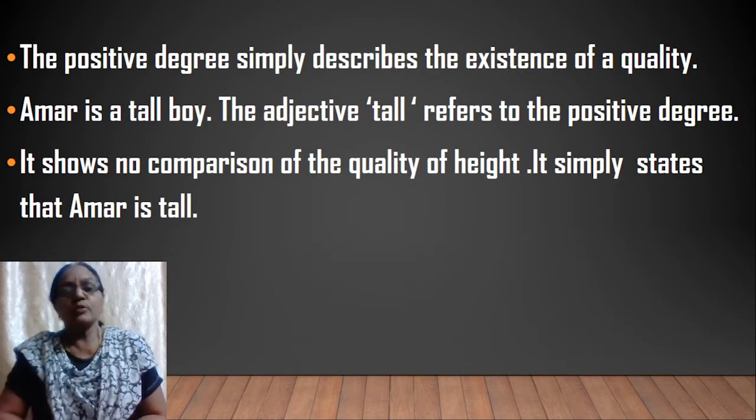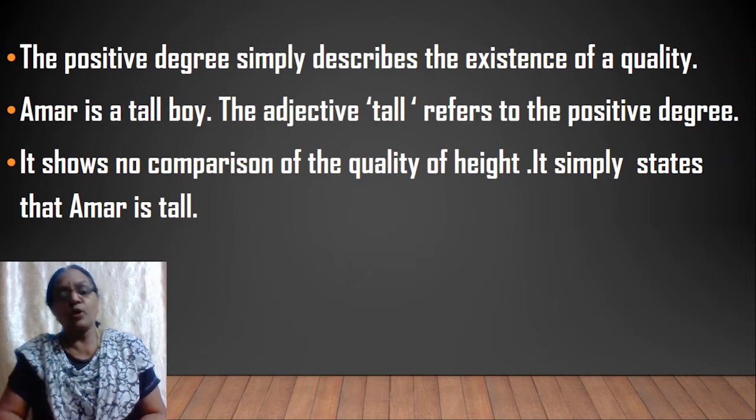So, let us come to the positive degree. The positive degree simply describes the existence of a quality. Look at the sentence here. Amar is a tall boy. Now, how is the boy being described here? He is being described as being tall. So, tall is the adjective.